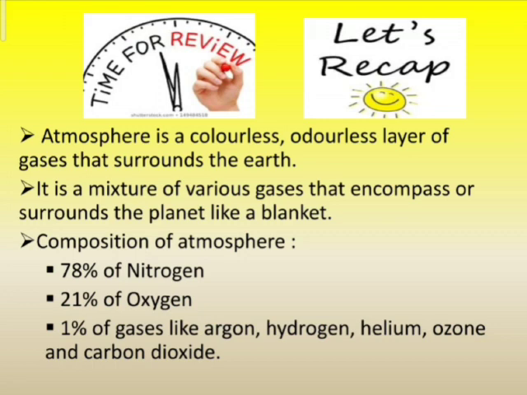Children, now it's time for review. Let's have a quick recap. Meaning of atmosphere. It's a colorless, odorless layer that surrounds the earth. It is a mixture of various gases that encompass or surround the planet like a blanket. Composition of atmosphere. The atmosphere comprises 78% of nitrogen, 21% of oxygen and 1% of gases like argon, hydrogen, helium, ozone and carbon dioxide.